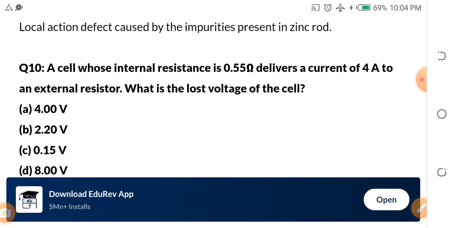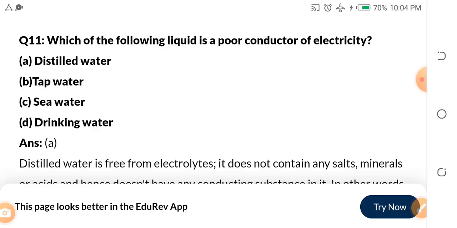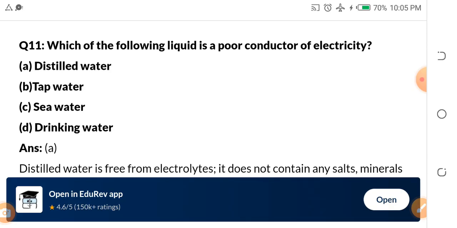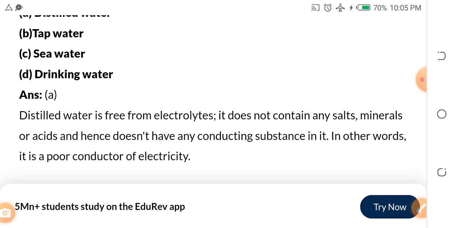Let's look at question number 10. Question number 11. Which of the following liquids is a poor conductor of electricity? A, distilled water. B, tap water. C, sea water. D, drinking water. The answer is A. Distilled water is not good in conducting electricity.